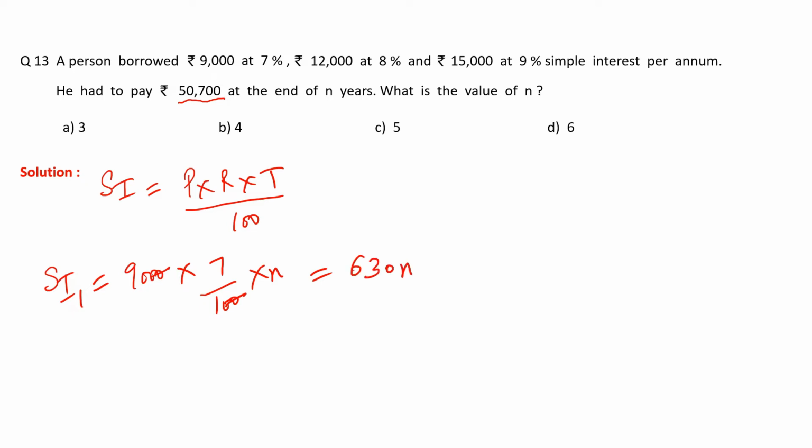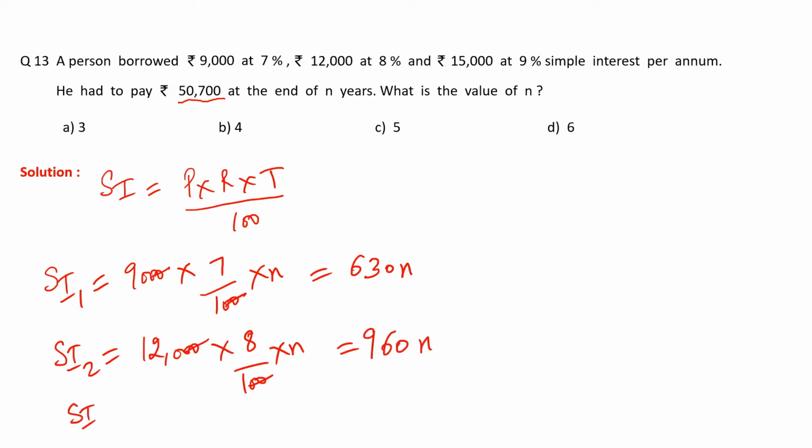630n. So similarly, the second simple interest that he has to pay is 12,000 into 8 upon 100 into n. Now this becomes 960 into n. And third simple interest SI3 that he has to pay is 15,000 into 9 upon 100 into n. So this becomes 1350 into n, right?